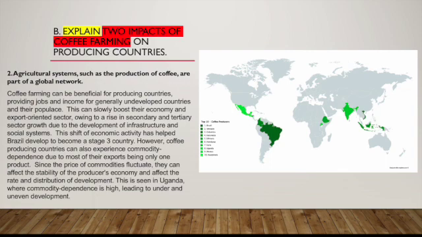However, coffee-producing countries can also experience commodity dependence due to the vast majority of their exports being only one product. Since the price of commodities fluctuates, they can affect the stability of the producer's economy and affect the rate and distribution of development. This is seen in Uganda, where commodity dependence is high, leading to under and uneven development.